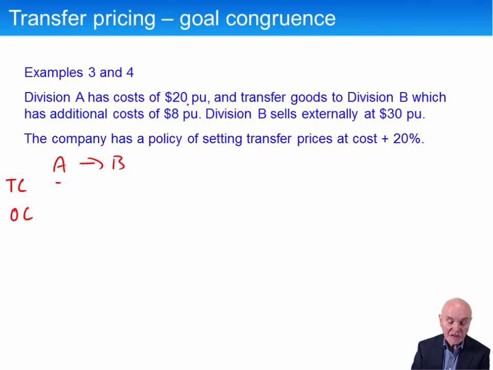So here it says division A has costs of 20, transfers the goods to division B, which has additional costs of 8 per unit. And division B can sell externally at 30. So here we have total cost of 20. There's going to be a little bit of profit in here.